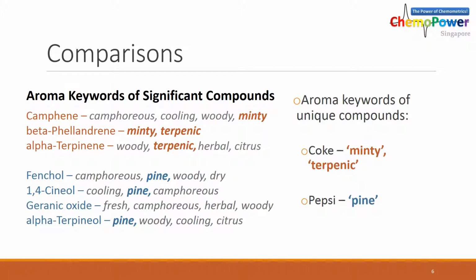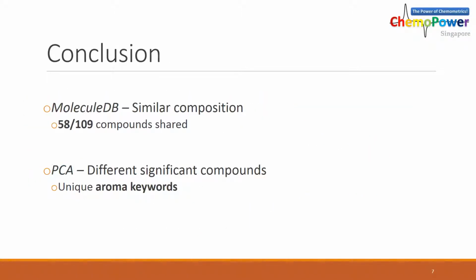In conclusion, having performed a thorough analysis on the compositions of both Coca-Cola and Pepsi drinks, we are now in a much better position to say how these drinks differ from each other. Even though their compound compositions are relatively similar, the differences in the aroma keywords of their significant compounds can give us an idea of why they smell different from each other.